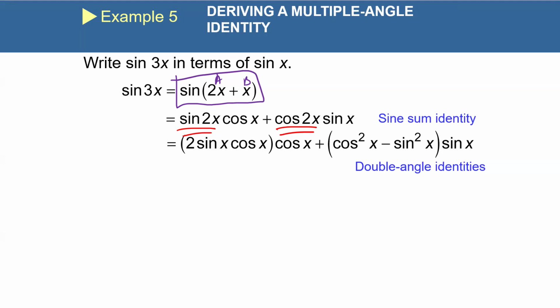Now, there are no more identities that can be applied. Everything's already in terms of sine and cosine, right? We now have applied all the identities that we can apply. Now we're going to the third step. Simplify. So what's the first step of simplifying? Getting rid of the parentheses. In order to get rid of the parentheses, we have to distribute. So I'm going to distribute cosine into this.